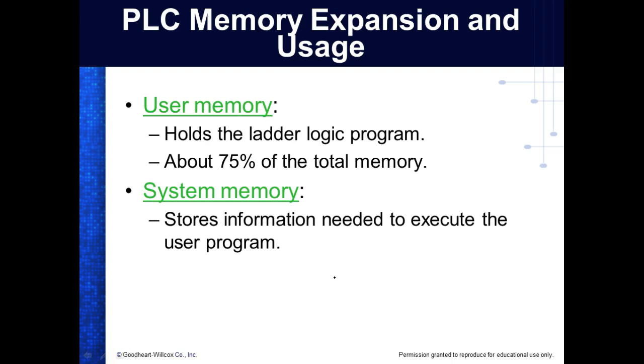So the two categories of memory are what we call user memory. This is where you're going to put your programs when you upload or download them to the PLC. And then system memory, this is the memory that's used by the processor itself. This will hold the operating system that is basically transparent to you inside the PLC, right?